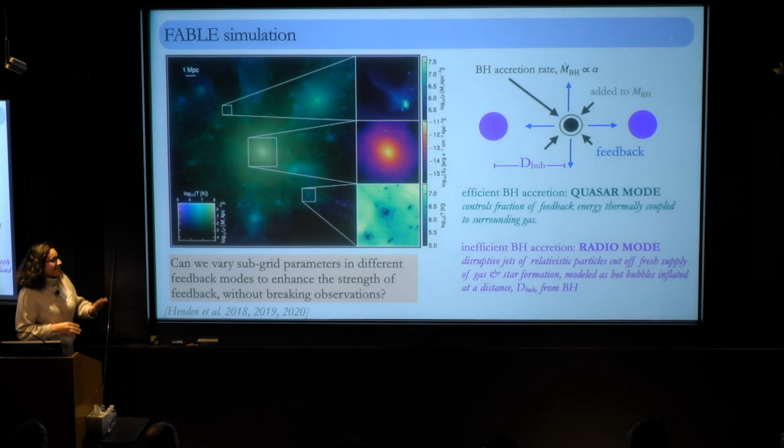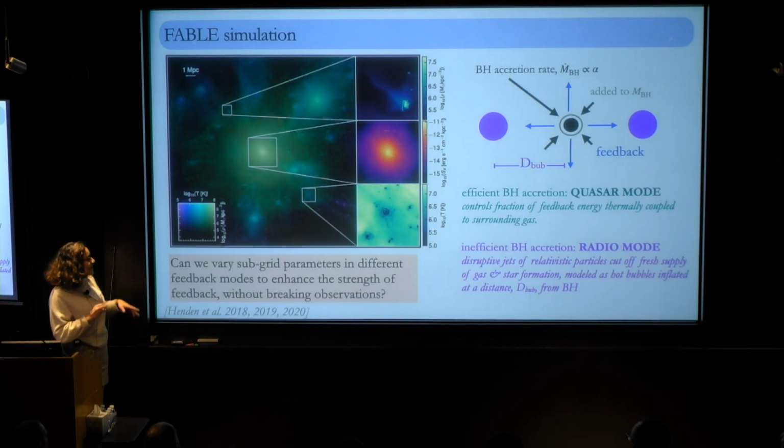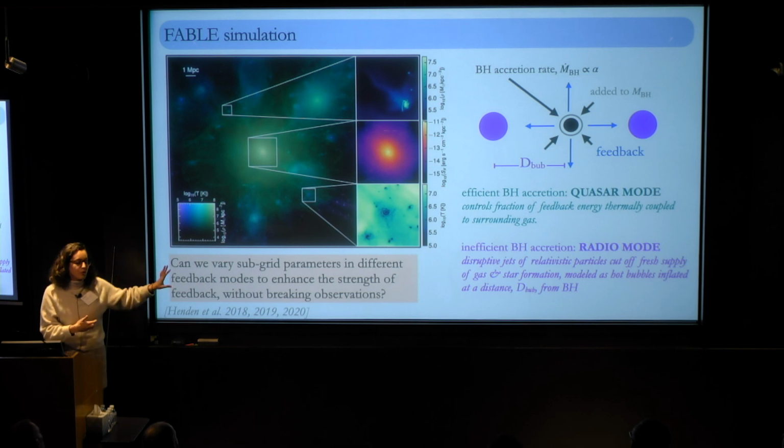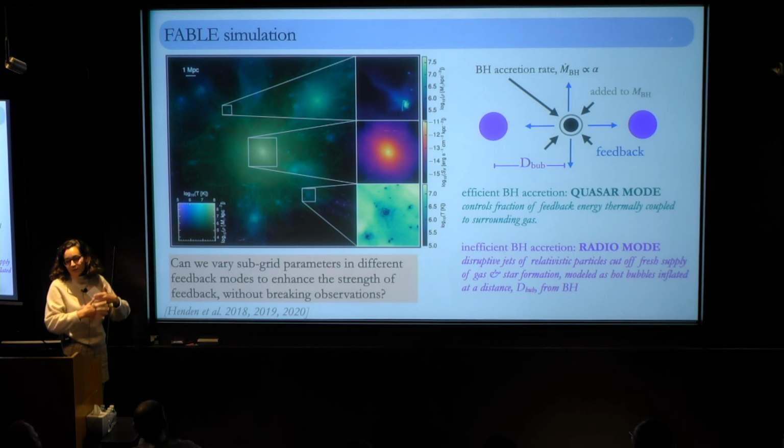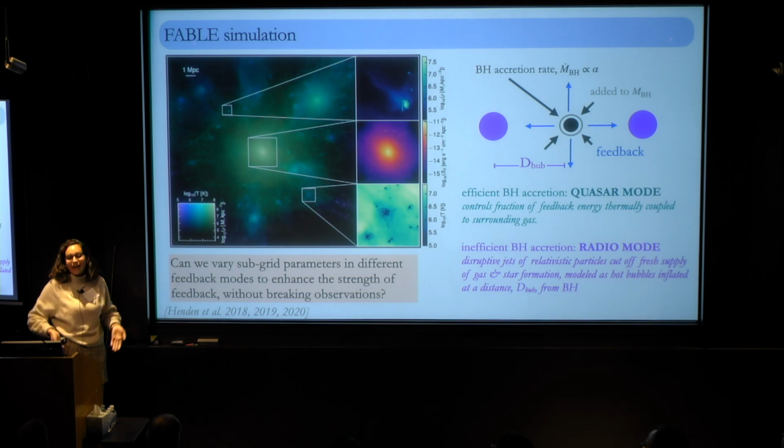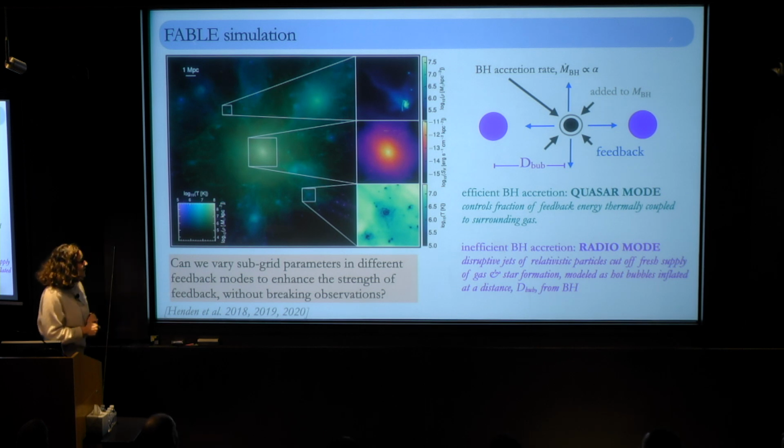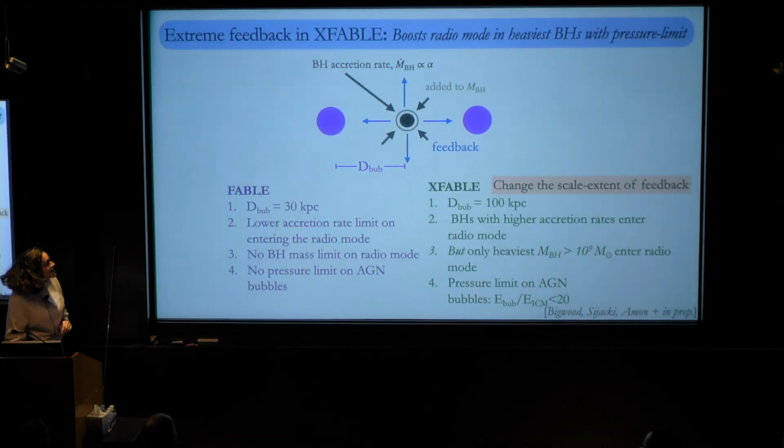So just to briefly say, the way that feedback is modeled in Fable, given observations, there are two modes for how feedback is operating: the quasar mode and the radio mode. We varied subgrid parameters in each of the modes and in both of the modes. We tried a few different things all at once. We were testing in a 40 megaparsec box to begin with, quite like the university setup. And then when we found models that we liked, we ran 100 megaparsec boxes. And here's what we landed on.